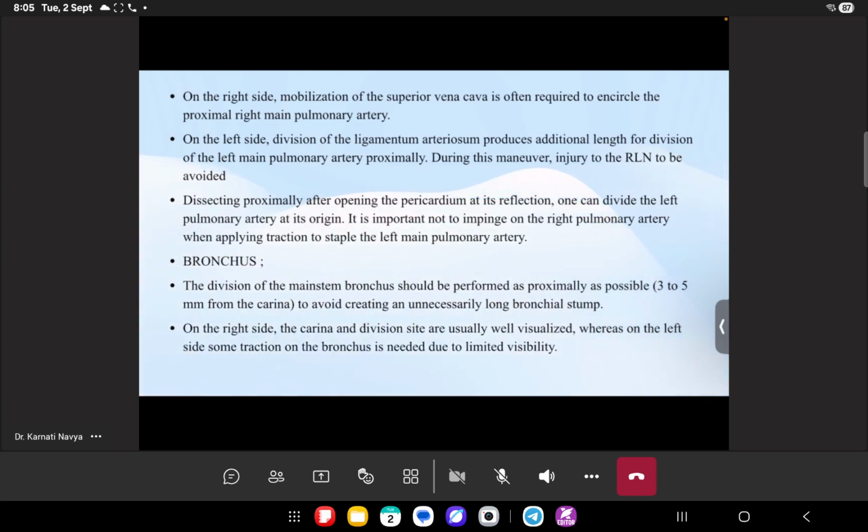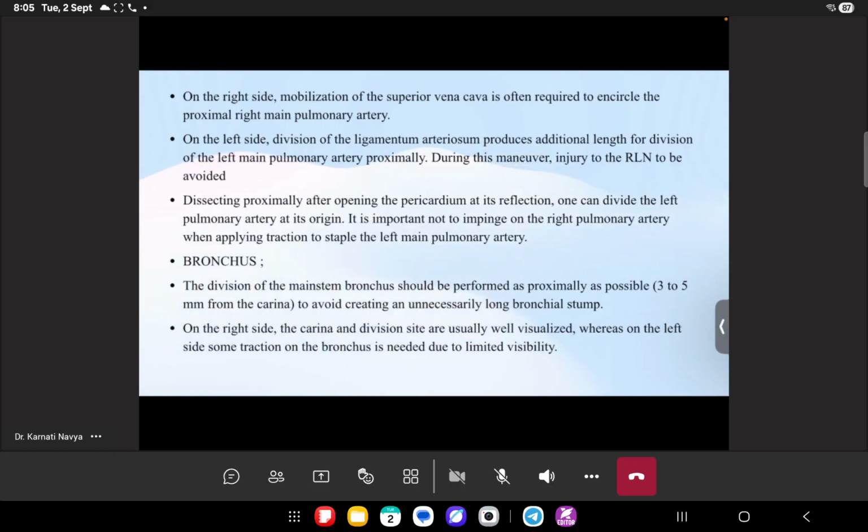but it is important not to impinge on the right pulmonary artery when applying traction to staple the left main pulmonary artery. Then comes the division of the bronchus. The division of the mainstem bronchus should be performed as proximally as possible, 3 to 5 mm from the carina, to avoid creating an unnecessarily long bronchial stump.